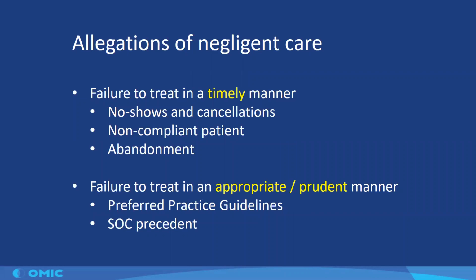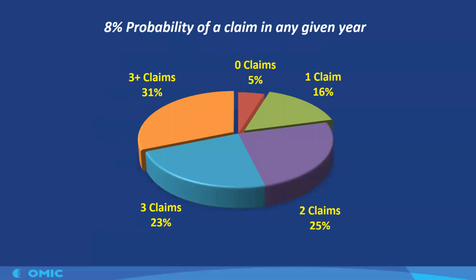So in both of these cases, both of these categories of the patient as well as the physician in practice, allegations of negligent care involve the failure to provide timely, appropriate, and prudent care.